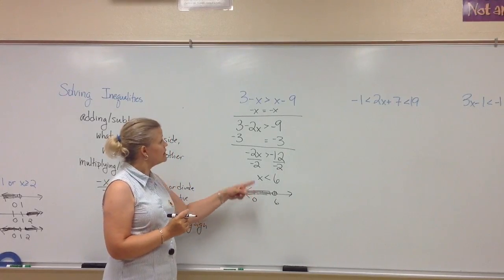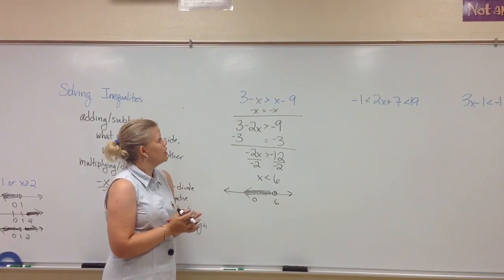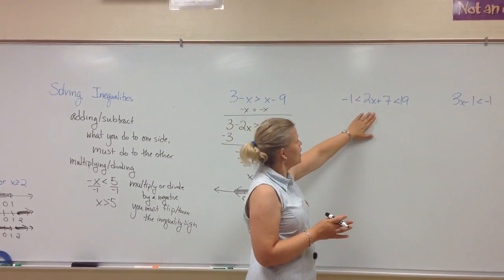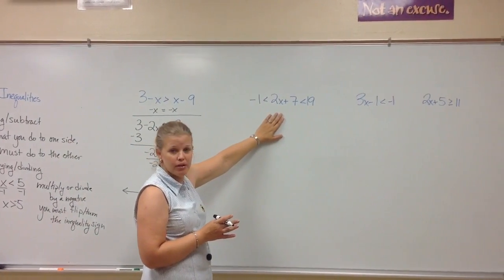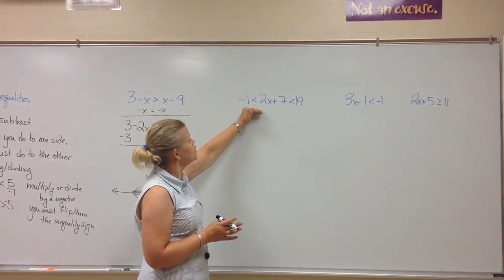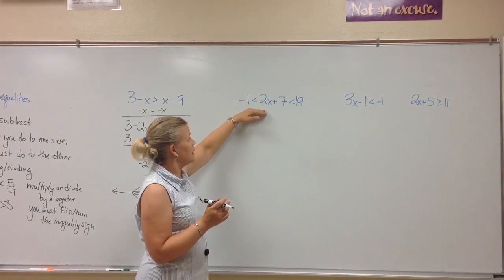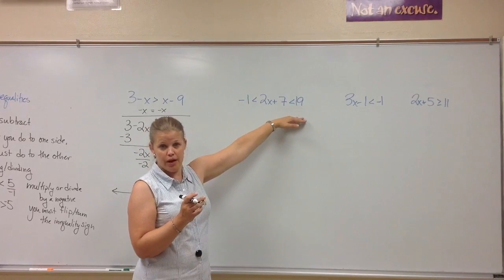And we could even test, put in say 0. Is 3 greater than negative 9? It is, it works. All right, next, we have a compound inequality. Now, when it's written like this, that has the and thing, you can solve it just the way it is.